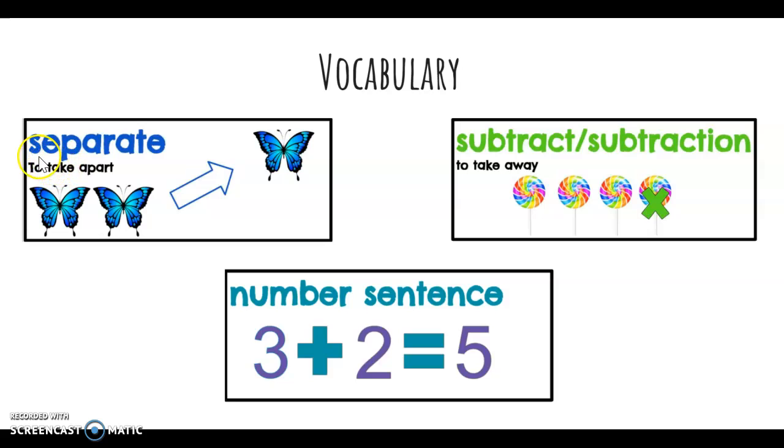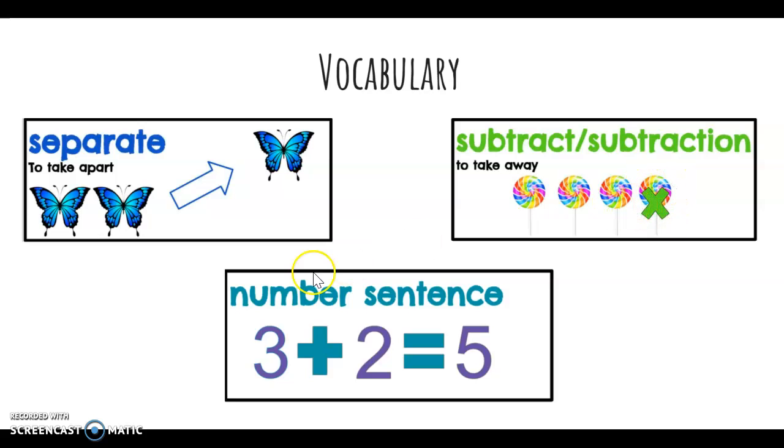All right, so this is our vocabulary. The first vocabulary word is separate. Can you say separate? Now, we've talked about this vocabulary word before. What does separate mean? What do you see happening? Okay, you see a butterfly flying away. So separate means to take away or to take apart. Then we have subtract or subtraction. Can you say that? Subtract or subtraction. What does subtract or subtraction mean? It means to take it away or exit out.